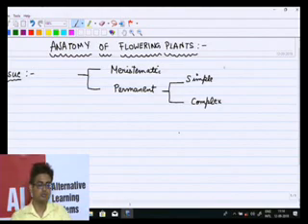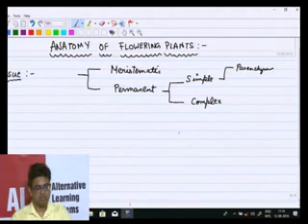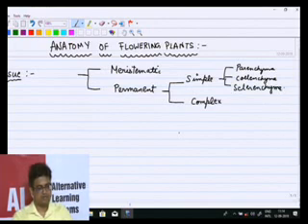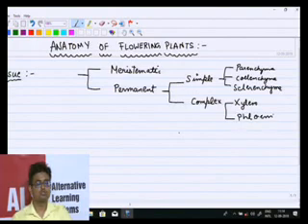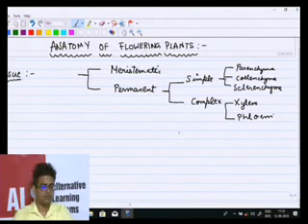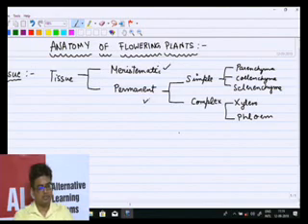Simple permanent tissue comprises parenchyma, collenchyma and sclerenchyma. Complex tissue comprises xylem and phloem. There are only two complex tissues in plants. So, these are the basic tissues that we have done. Meristematic tissue has been completed. Permanent tissue has been completed.